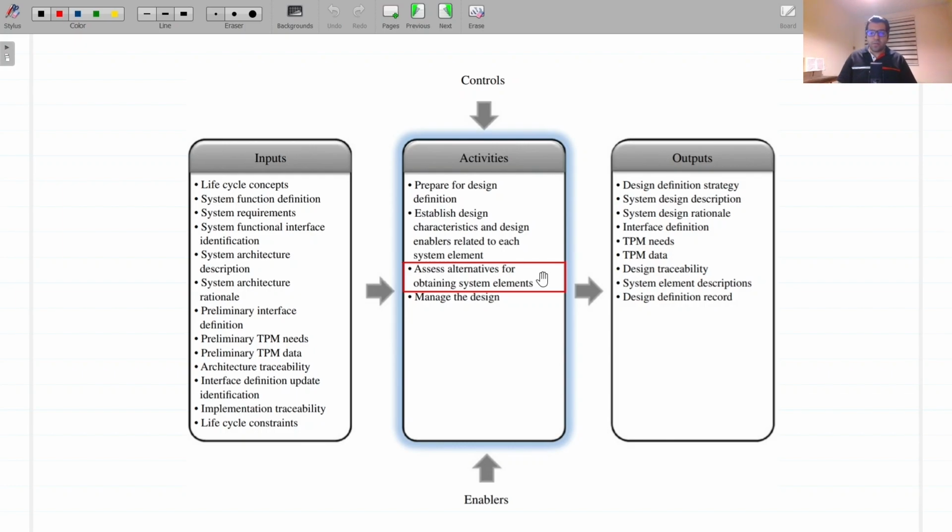Select the most appropriate alternatives. If the decision is made to develop the system element, the rest of the design definition process and the implementation process are used.